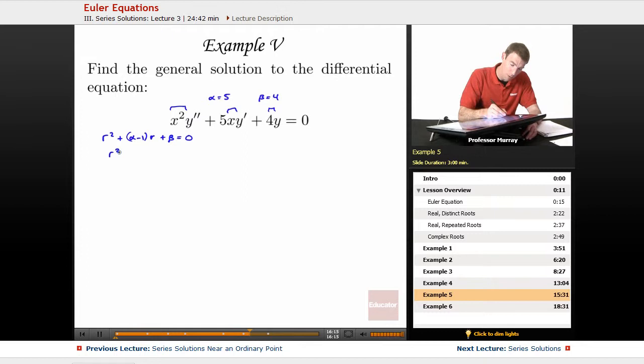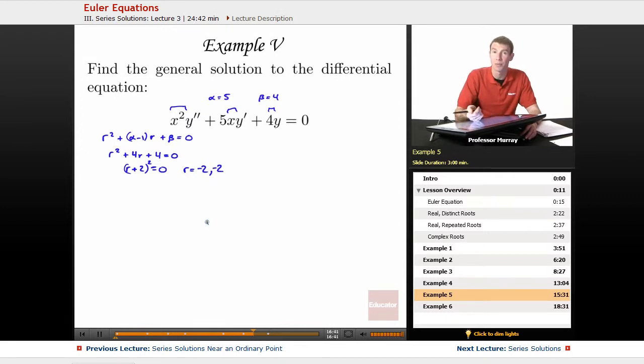So we get r squared plus 4r plus 4 is equal to 0. So that first 4 here, this one right here, that comes from 5 minus 1. It has nothing to do with beta being 4 there. And we want to solve that, but that's easy to solve. That's r plus 2 squared is equal to 0. So r is equal to -2, and that's a double root.